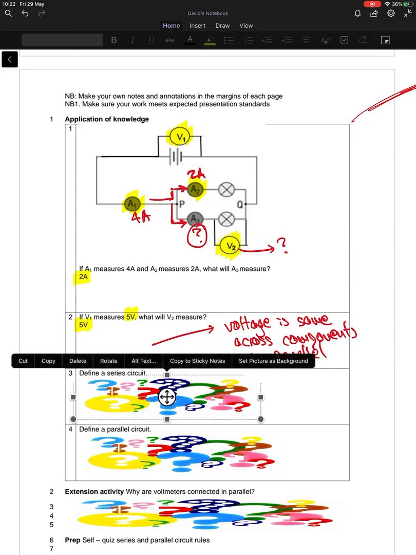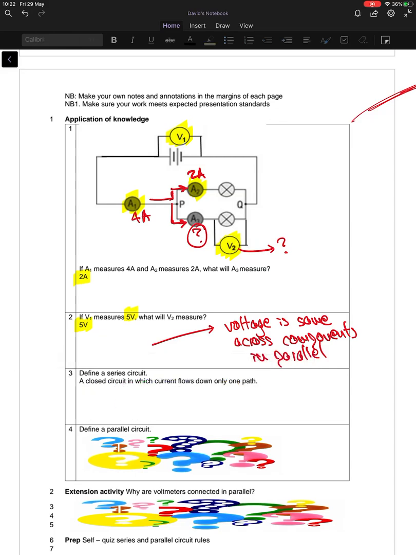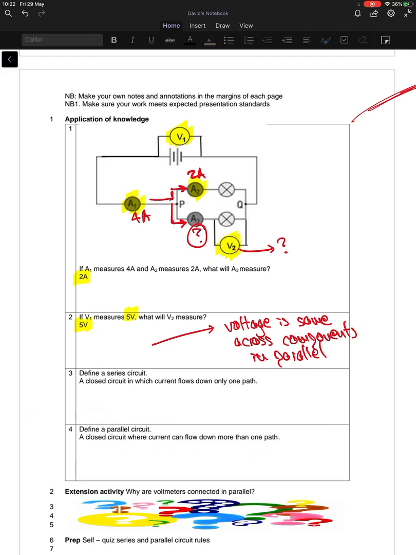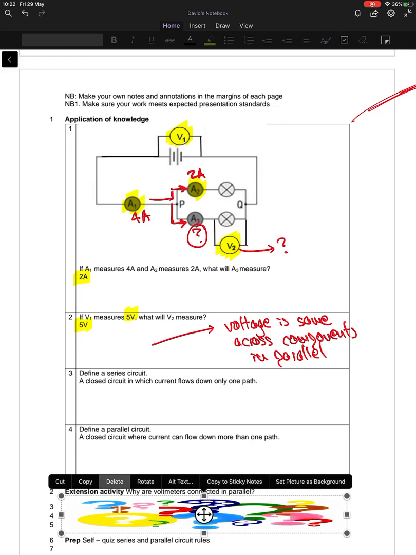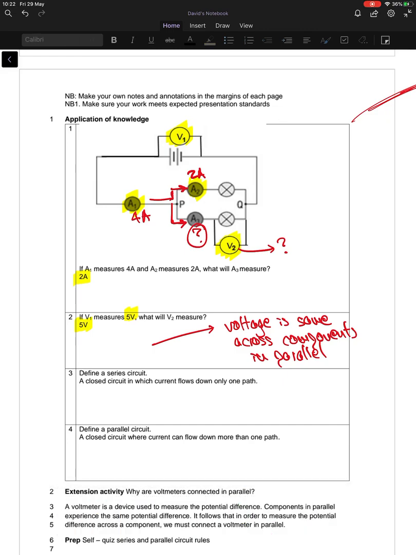Right, and then 2 definitions. Series circuit, 1 pathway for the current to flow down. Parallel circuit, more than 1 pathway. And also, why are voltmeters connected in parallel, if you had to go at that? So a voltmeter is a device used to measure potential difference. Components in parallel experience the same potential difference. It follows that in order to measure the potential difference across a component, we must connect it in parallel.